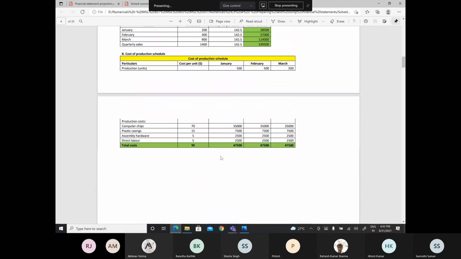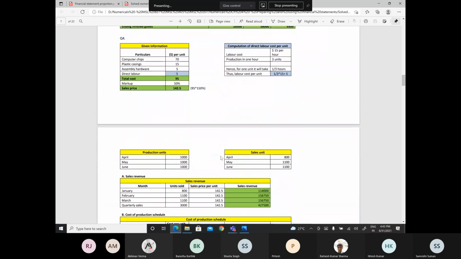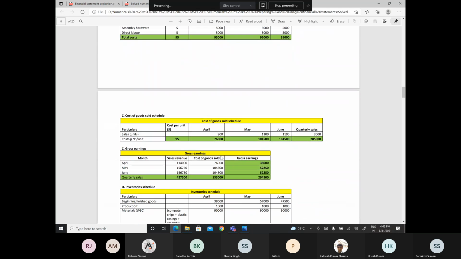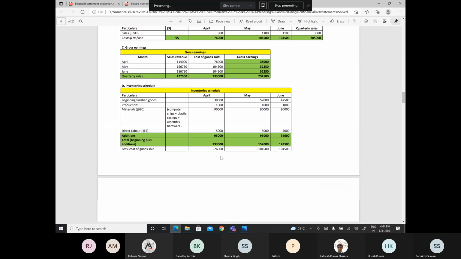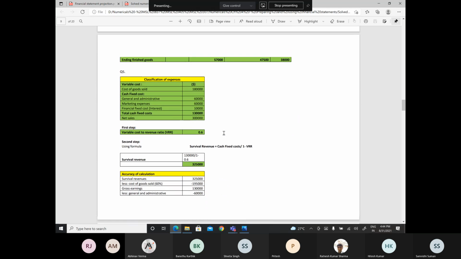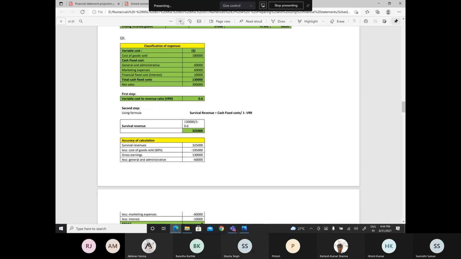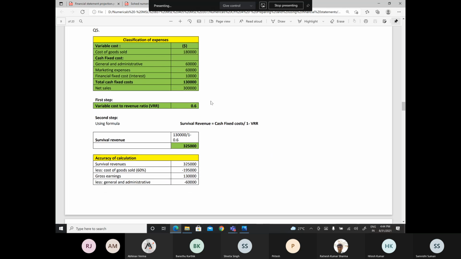Okay, so you have the solutions to the other questions given here also, but please solve it first and then only look at this, otherwise there'll be no benefit. Okay, so this is the solution to this current question of Sabre. We are given the following information. We are given COGS of 180,000. We are given the cash fixed cost of general and admin expenses of 60,000, marketing expenses of 60,000, and the financial fixed cost of 10,000, which gives us a total cash fixed cost of $130,000.